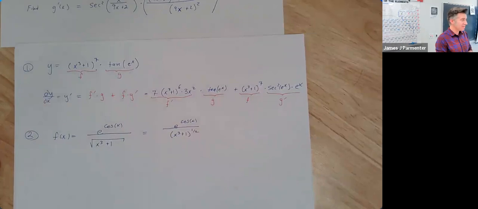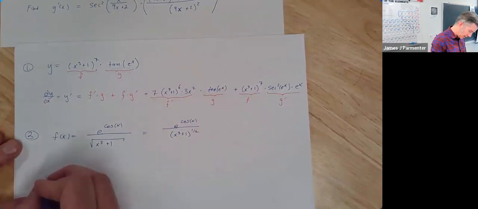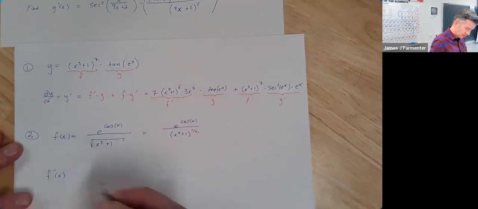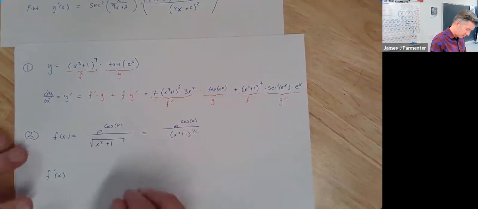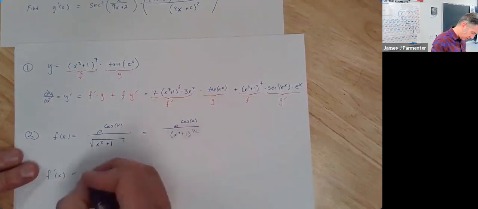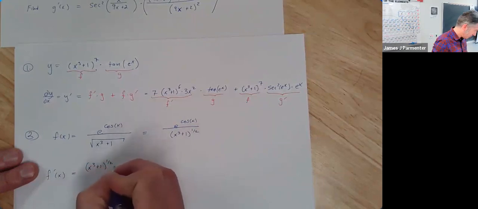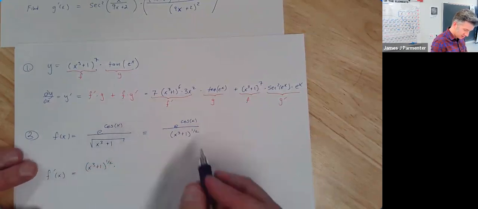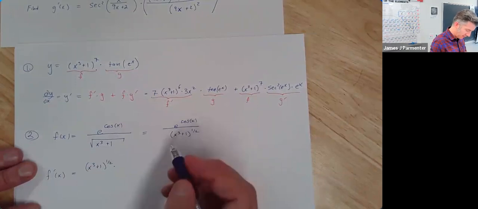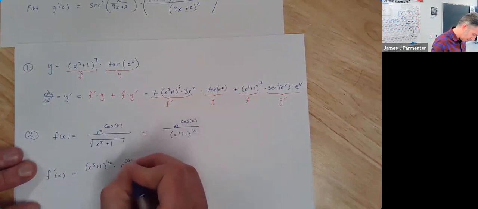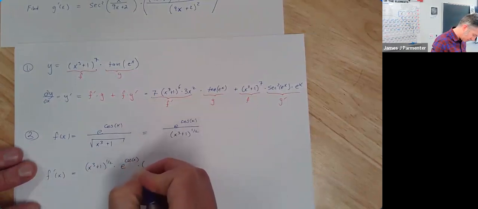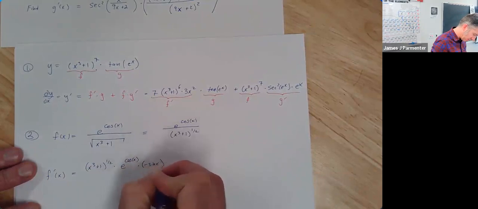To me, it's usually going to be easier to express roots as fractional powers, because then I can use the power rule. Okay, so now to find the derivative, we have to use the quotient rule. So it's going to be the bottom part, x cubed plus 1 to the 1/2 times the derivative of the top part. So the derivative of e to the stuff is e to the stuff times the derivative of that stuff.